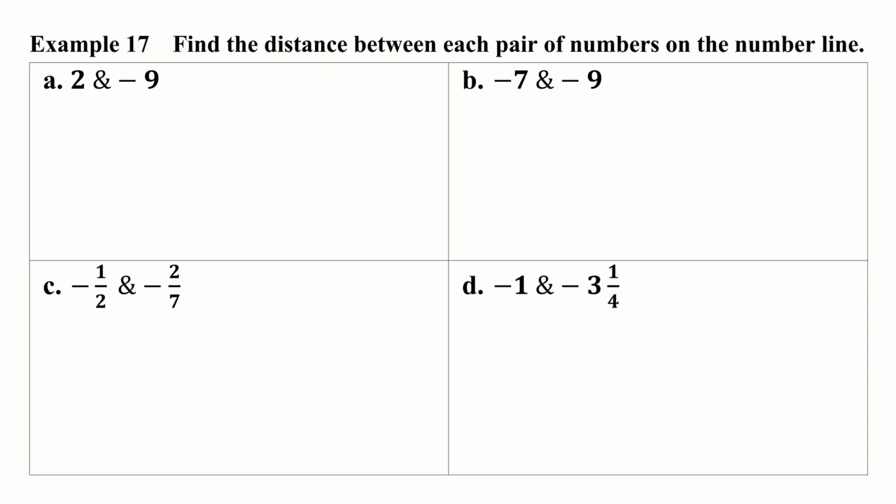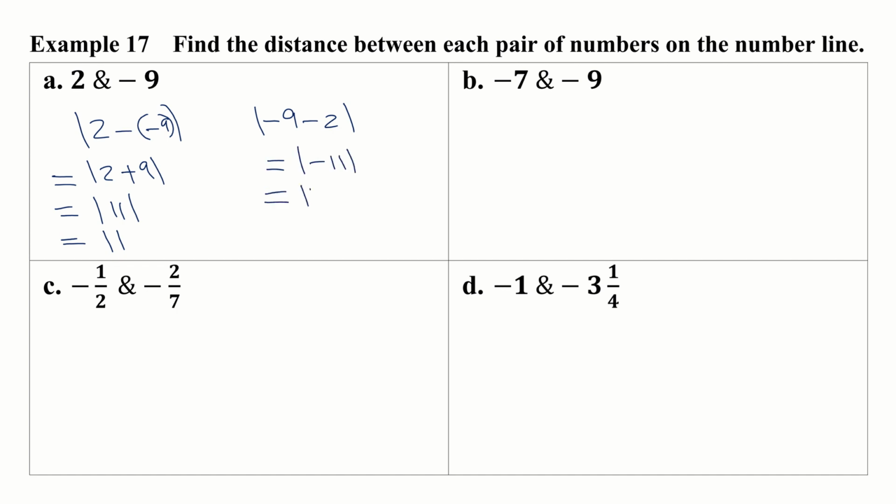All right, here we're going to find some distances, right? Notice I'm not going to worry about which one is which, bigger, smaller. You want a distance between these two. I'm just going to go the absolute value of 2 minus negative 9. So that's the absolute value of 2 plus 9, which is the absolute value of 11, which is what? 11. Now, I could have just as easily gone absolute value of negative 9 minus 2. That becomes the absolute value of negative 11, which is 11. See? Makes no difference which number you subtract from which number.